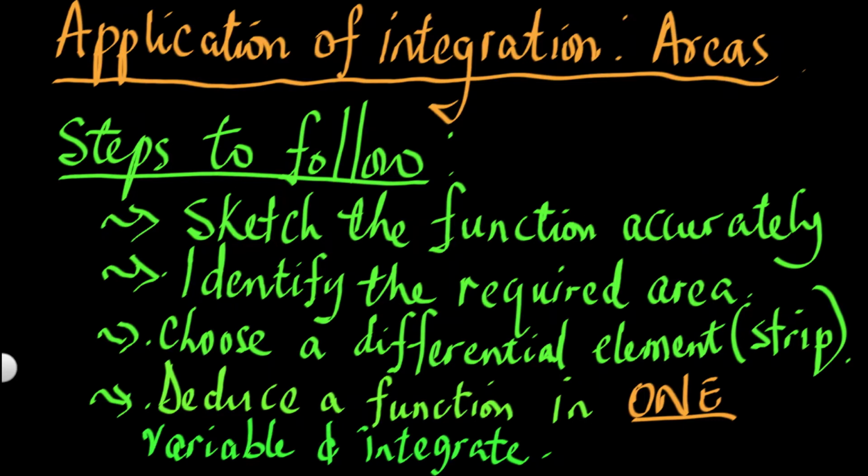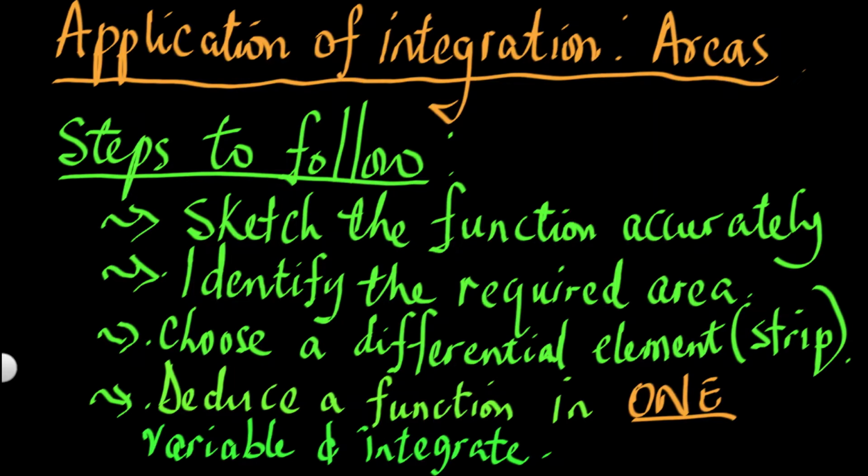Integration can be used to find the areas that are bounded by an algebraic function, the reference axis, the y and the x-axis, or any other graph that you may have on a Cartesian plane. There are steps to follow, and these are the steps. The first thing that you have to do is to sketch the function accurately on a Cartesian plane.